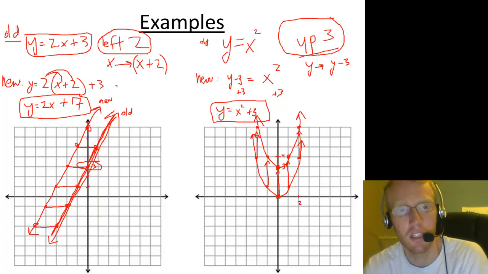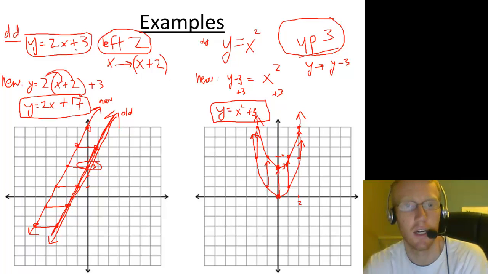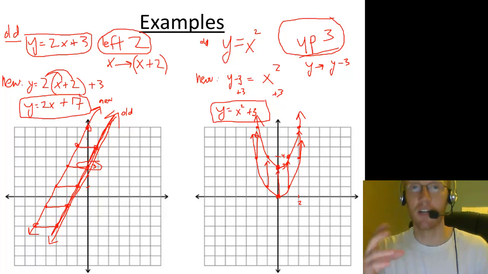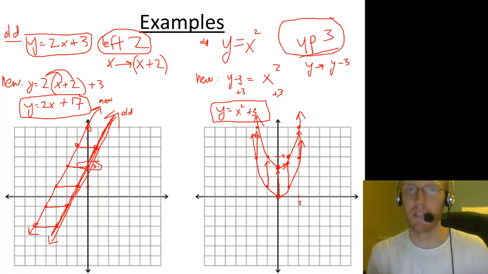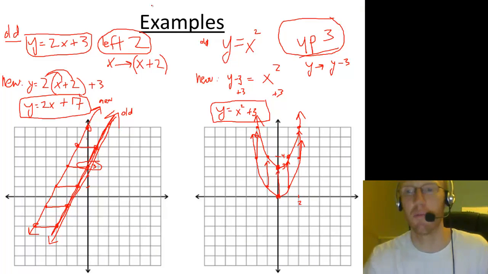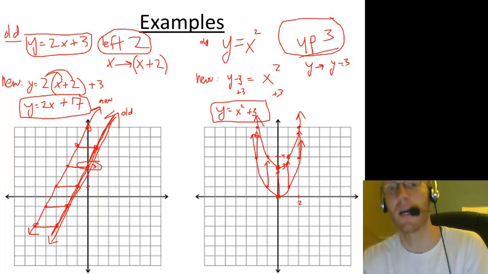Okay, so you're going to be doing lots of transformations for parabolas and linear equations, both left and right and up and down. And the key is just to remember that if you're going left and right, you use the x variable. If you go up and down, you use the y variable, and you do the opposite of what you think. So if you normally think up is positive, in this case you're going to replace y with y minus a certain amount.